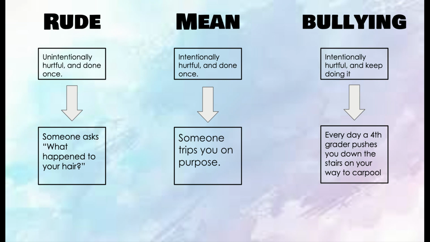And then mean. This is something that someone intentionally does. They do it on purpose. For example, if you're walking to go somewhere and someone trips you on purpose, they stick their toe out so you fall down, that is just mean. And then bullying is intentionally hurtful, and that same act keeps happening over and over. For example, every day a fourth grader pushes you down the stairs on your way to carpool. If every day someone's doing something or they're doing it over and over, even though you show them maybe with your face, your reaction, and your words that you don't want that and you want it to stop, that is bullying.